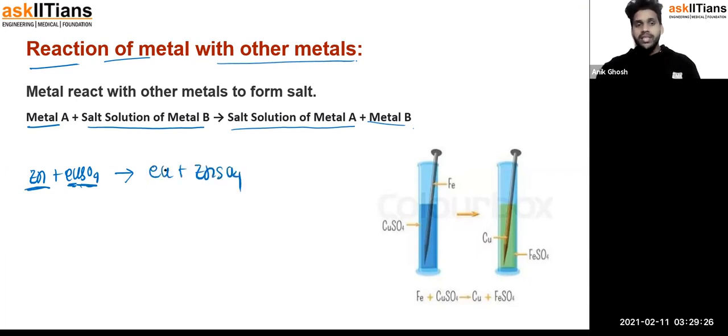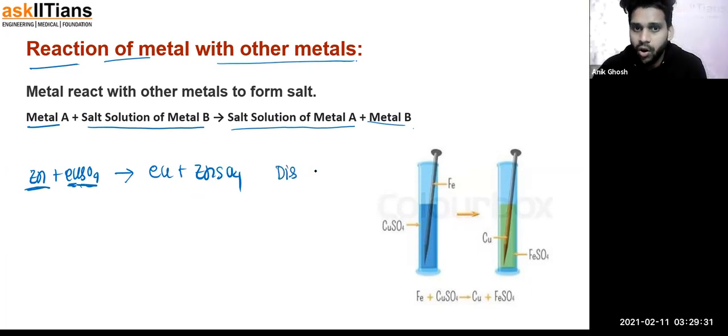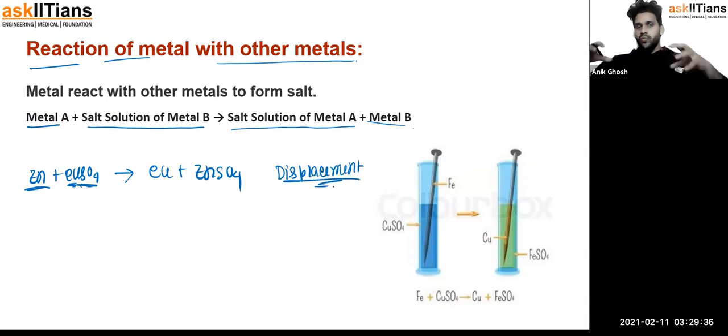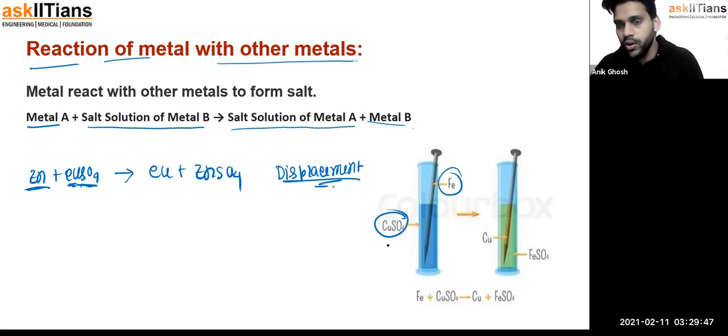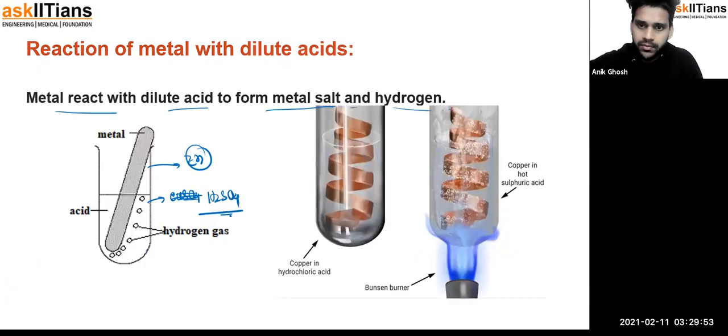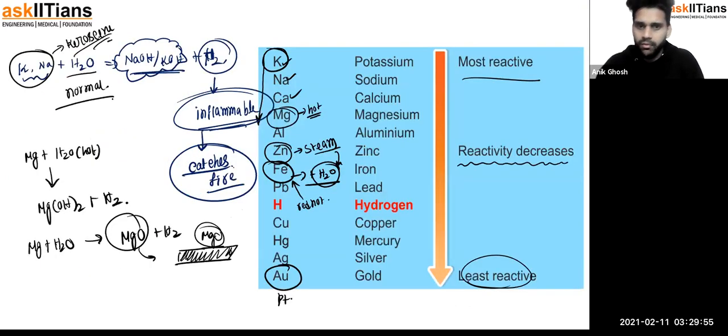Okay, these types of reactions are called displacement or double displacement reactions, depending on the type of reaction. So what you're doing is taking a salt of a metal and putting another metal in it. Like consider copper sulfate, and you are putting some iron in it. What would happen? Iron is over here and copper is over here, so iron is more reactive than copper.